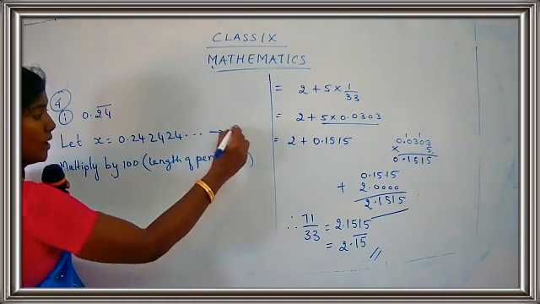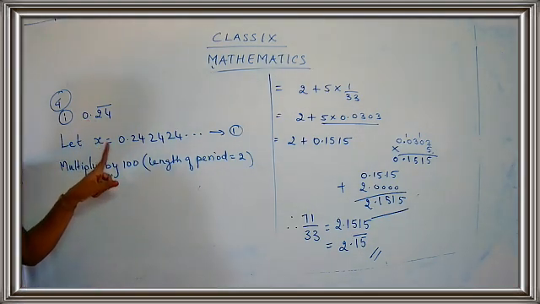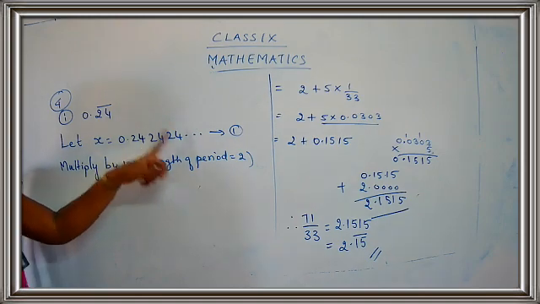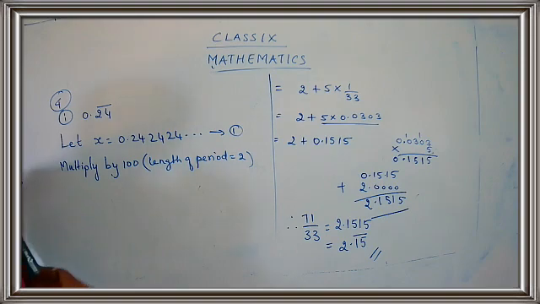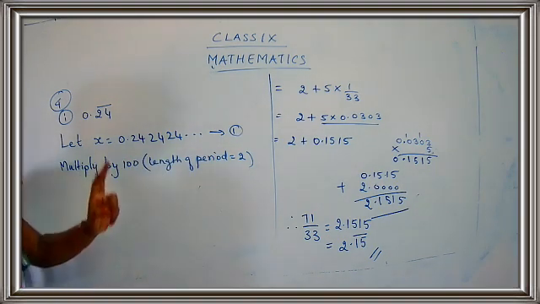Just take this as number 1. Put your number 1, children. So I have taken the question. x is equal to 0.242424. I have just repeated 3 times. We can go on repeating any number of times. I have just taken 3 times. Put it as number 1.